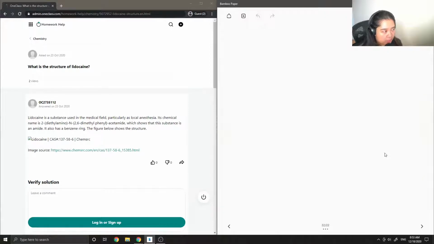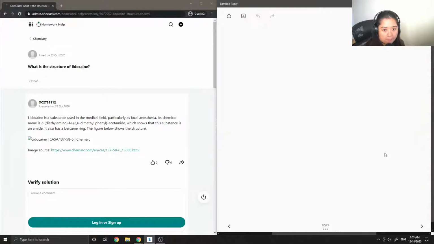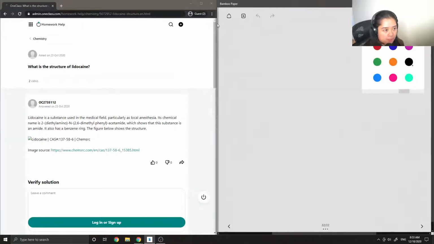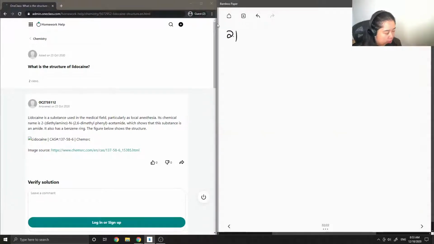Okay, so on to question 2. It just asks, what is the structure of lidocaine? So lidocaine has the chemical formula C14H22N2O. So now I'll just draw out its structure.